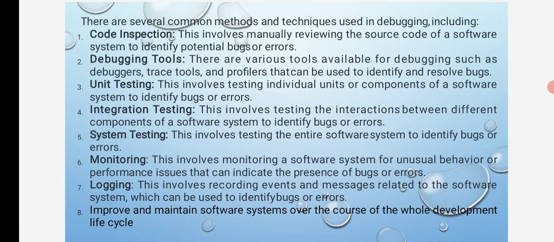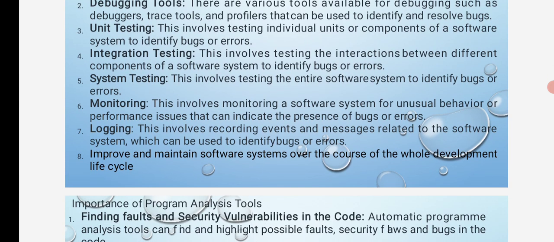First one is code inspection. This involves manually reviewing the source code of a software system to identify potential bugs or errors. Second one, debugging tools. There are various tools available for debugging such as debuggers, trace tools and profilers that can be used to identify and resolve bugs. Third one, unit testing. This involves testing individual units or components of a software system to identify bugs or errors. Fourth one, integration testing. This involves testing the interaction between different components of a software system to identify bugs or errors. Then system testing. This involves testing the entire software system to identify bugs or errors.